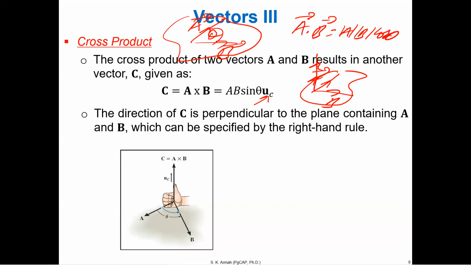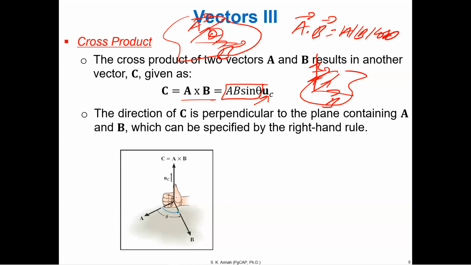So C can be written as some magnitude times the unit vector. Remember, every vector can be written as its magnitude and the unit vector. So this is a unit vector in the direction of C. We are not really interested in how to find the angle and all that. We are interested in just how to evaluate A cross B, and that's what is explained here.